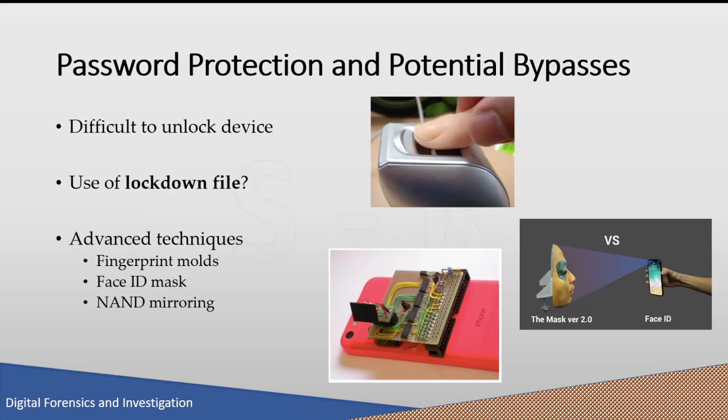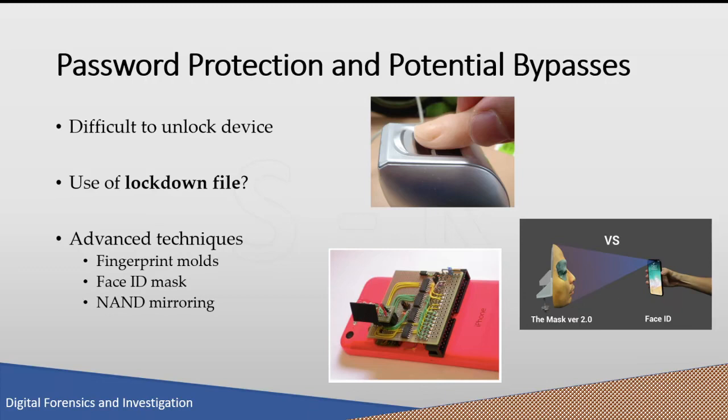Use the lockdown file. The lockdown file, which is stored as a plist file on the trusted computer, enables the examiner to trick the device into believing that it is connected to a trusted forensic workstation. You must be aware that unlocking with the lockdown file only works if the device was unlocked with the passcode at least once after its last reboot.